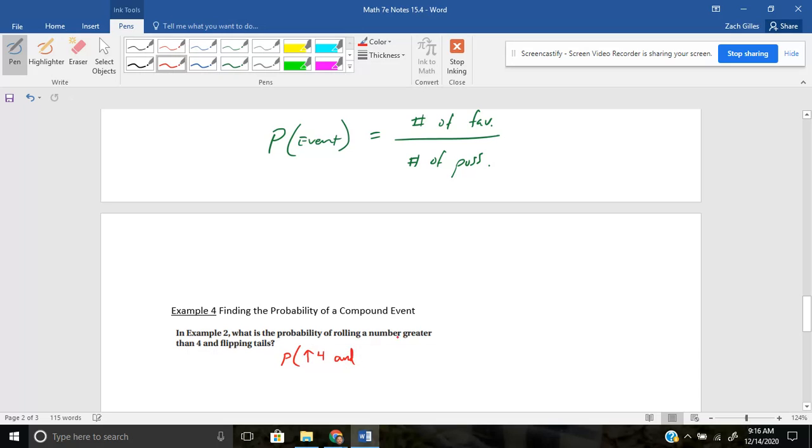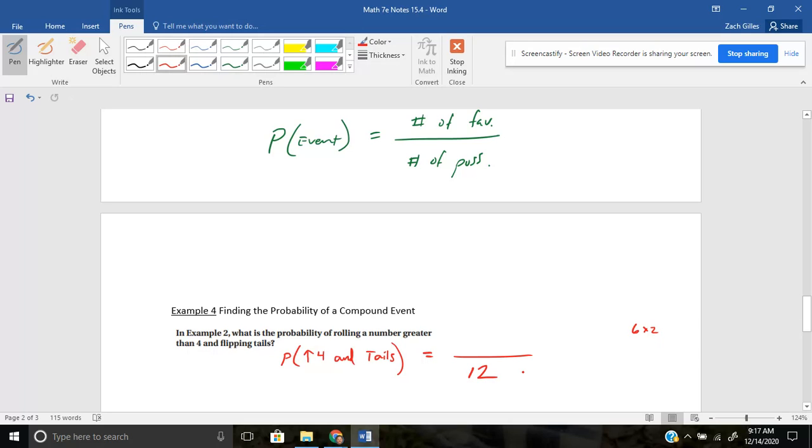And what else is it? Flipping tails. So we're looking at the probability of rolling a number greater than 4 and flipping tails. All right. We know the number of possible outcomes. We took our 6 times 2 because there are 6 numbers on the number cube, and you could flip either heads or tails to get 12 possible outcomes.